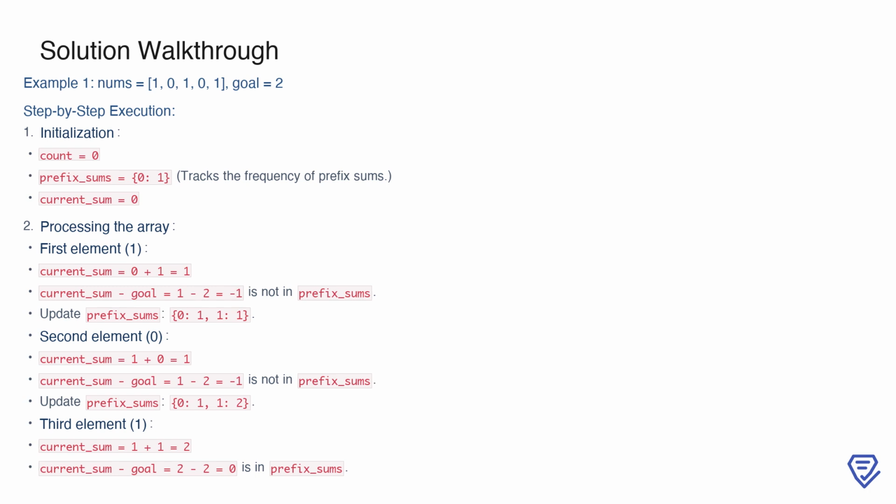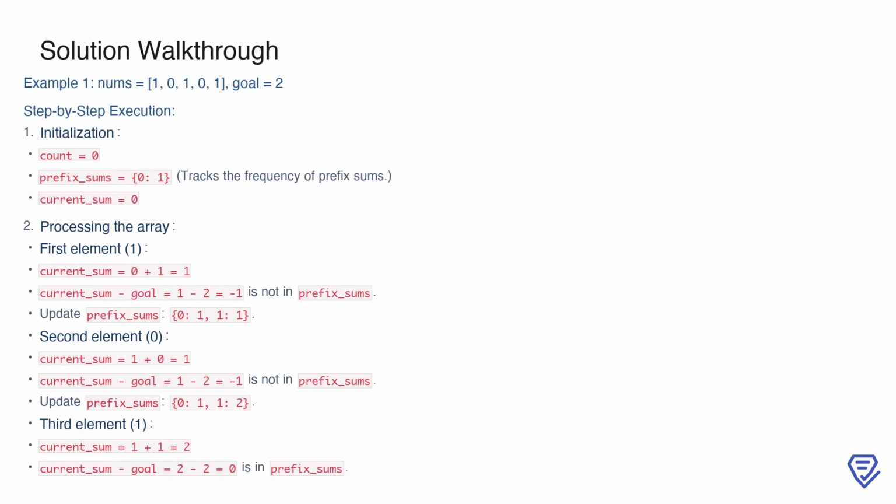Here, we begin with the first example where the input array is 1, 0, 1, 0, 1, and the goal is 2. We start by initializing our variables. Count is set to 0, which will hold the number of subarrays that sum to the goal. The prefix_sums dictionary starts with {0: 1}, which helps us track how many times each prefix sum has occurred. Finally, current_sum is initialized to 0, which will represent the cumulative sum as we iterate through the array.